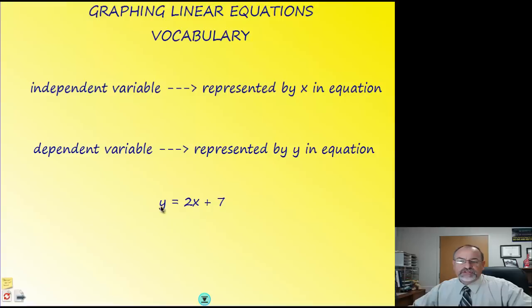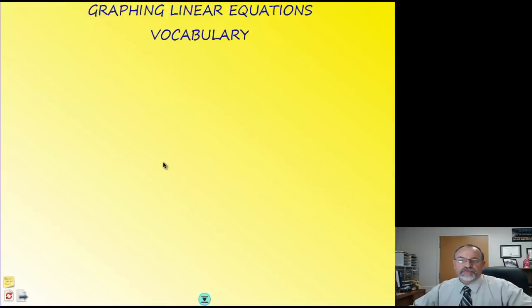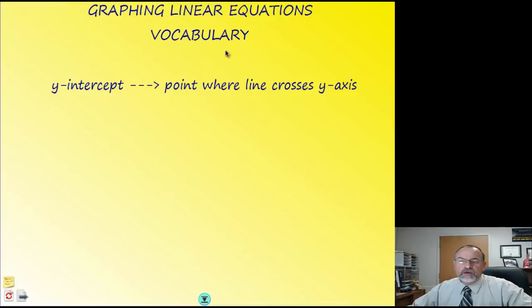And so in a situation like this, here we have y, the dependent variable, and x, the independent variable. Notice that the highest exponent, the exponent of the x, is 1. Therefore it is a linear expression, or a linear function. A couple more vocabulary words.